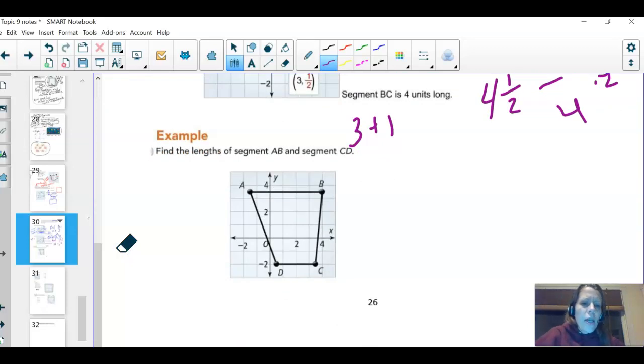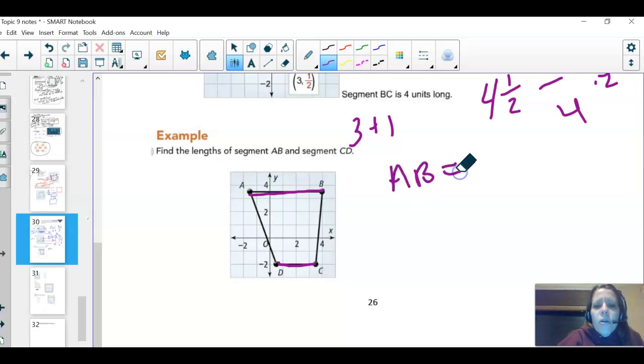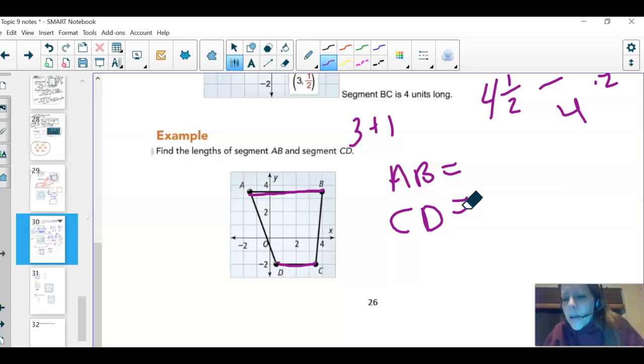So let's go ahead and you're going to find AB and you're going to find CD. So I would like to see AB equals, CD equals. Okay, so when the box comes up, you're going to write AB equals and CD equals. Okay, y entonces cuando tú tienes la caja, tú vas a escribir AB es igual a y CD es igual a. Okay, so you need to take a couple minutes, figure out what they equal.